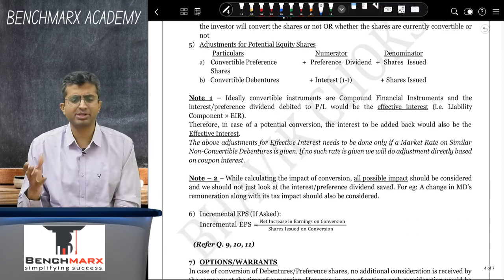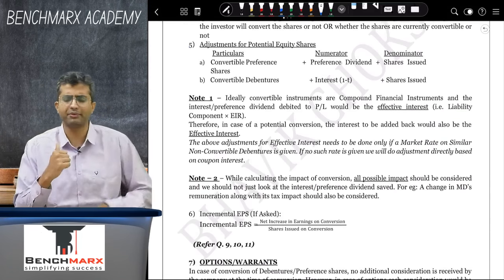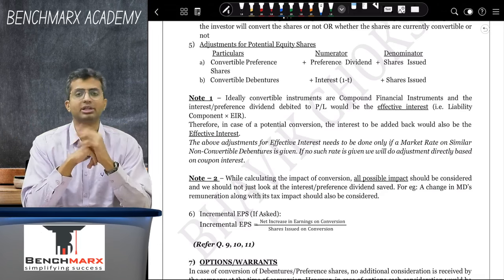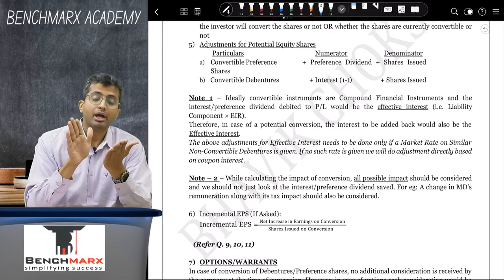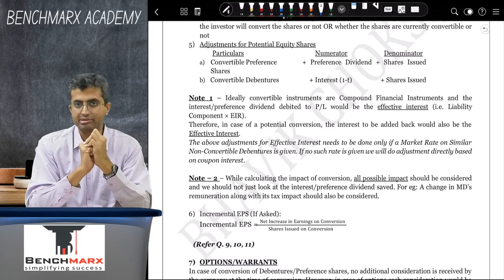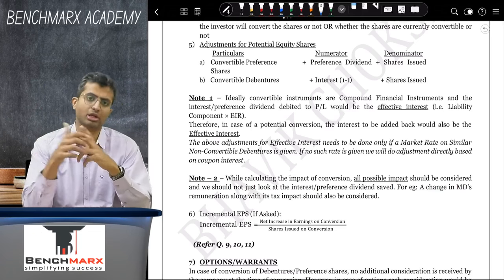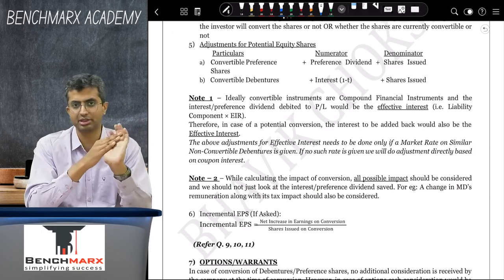So typically the adjustments for potential equity shares which are in the form of preference or in the form of bonds or debentures would be in the numerator. You add preference dividend. If there's DDT, then DDT along with that, but it has been abolished. If it is debentures, then you add back interest into 1 minus T if the tax rate is given. In the denominator, you will add the number of shares on conversion from the date of issue or the start of the year, whichever is later.